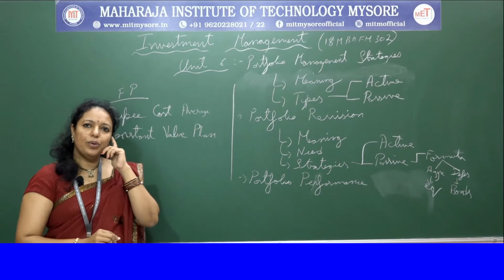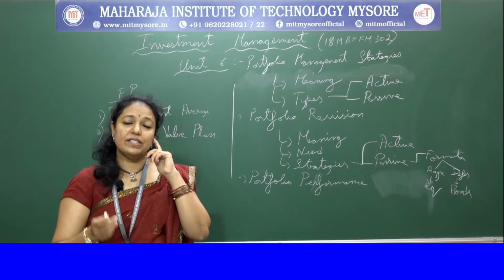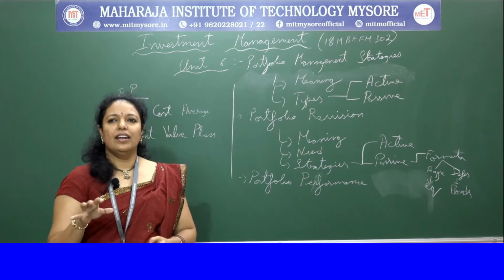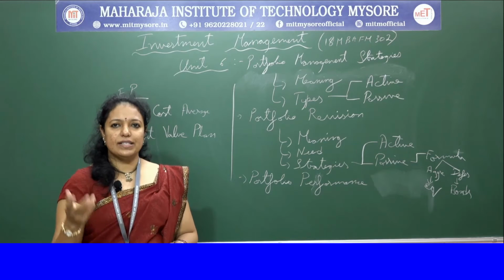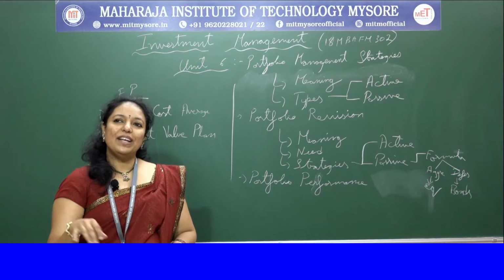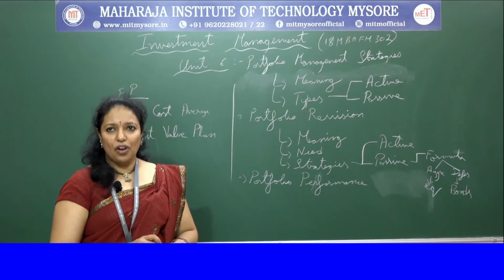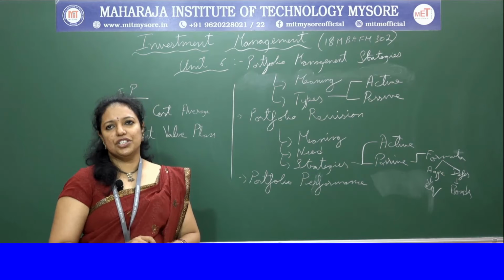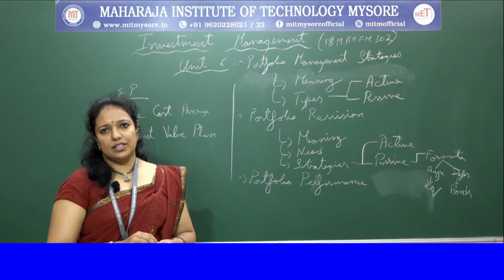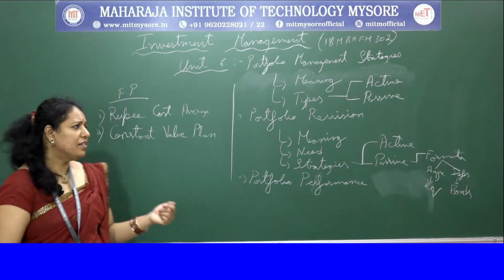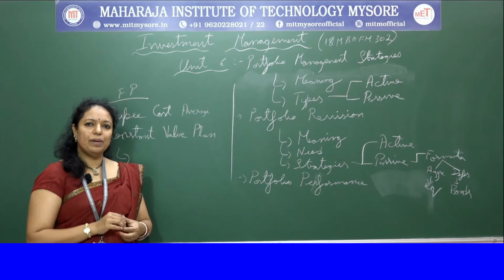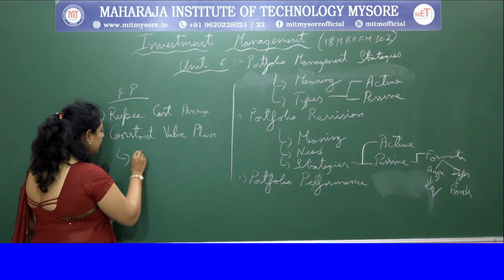Okay, constant value plan. The plan specifies a normal value of the aggressive assets which remains constant. Like when the value of aggressive assets rises, the investor should sell. When the value of aggressive assets falls, then the investor should buy the asset in order to maintain its value constant. In the constant value plan, you have two divisions, that is constant ratio plan and variable ratio plan.